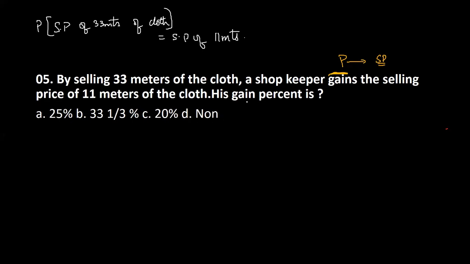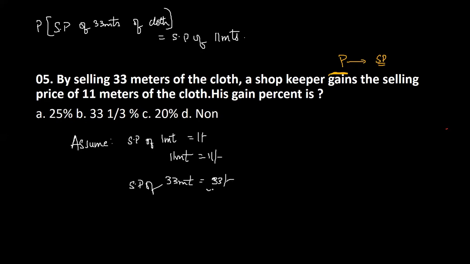Let us say the selling price of each meter of cloth is 1 rupee. Then for 11 meters it will obviously be 11 rupees. The selling price of 33 meters should be 33 rupees. But out of this 33 rupees, 11 rupees is the profit, because the selling price of 11 meters is 11 rupees. So the selling price is 33 and the profit made is 11.